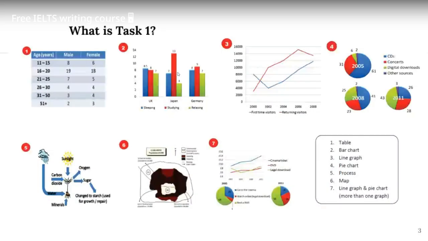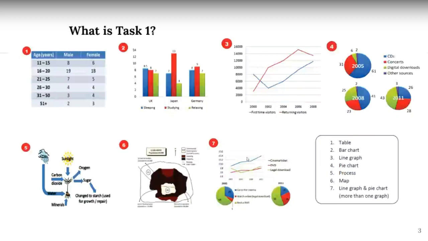So we have a map, and we also have more than one graph reports. Yeah. Can you all listen? Can you all hear me? Just write in the group. I'm not sure. Okay, let's move on.